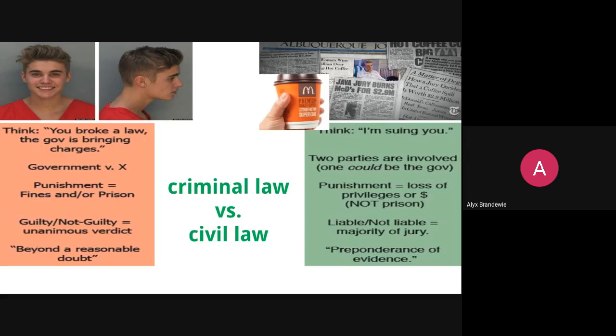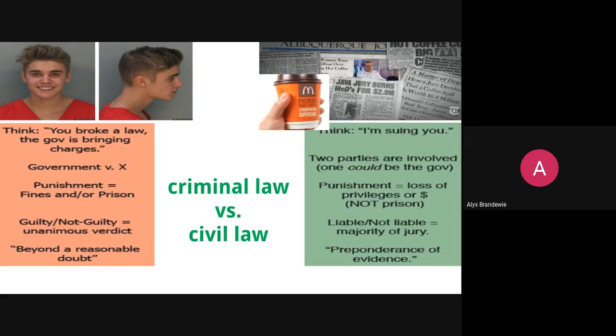That is not necessarily the case in a civil case. The government can be involved in civil cases, but they don't have to be. It can be one party suing another. So if you think about the McDonald's coffee case, where somebody spilled coffee on themselves from McDonald's, and it didn't say caution hot on the outside, that is a person suing a company, not involving the government in any way, shape, or form. So that is obviously a civil case.